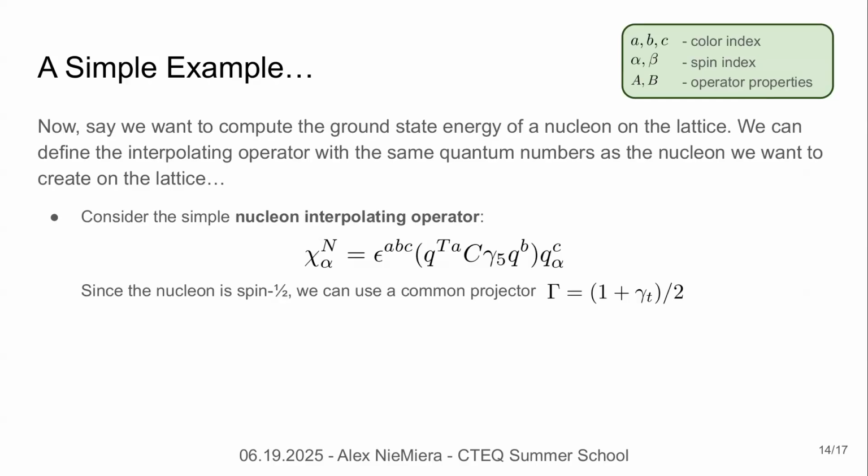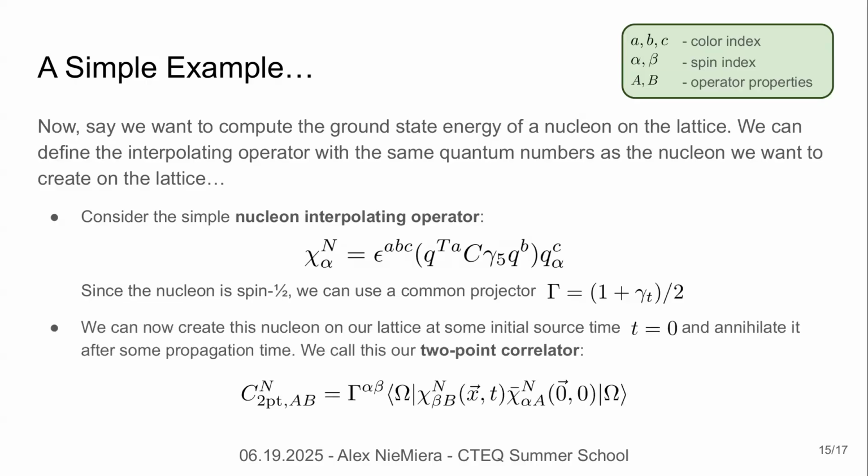So say we want to compute something really simple on the lattice, like the ground state energy of a nucleon. We can define this nucleon interpolating operator and give it the same quantum numbers as the nucleon that we want to put on the lattice. So here we have a, b, and c as our color indices. Alpha would be our spin index. C is your charge conjugation matrix. And we have some undefined quark flavors here.